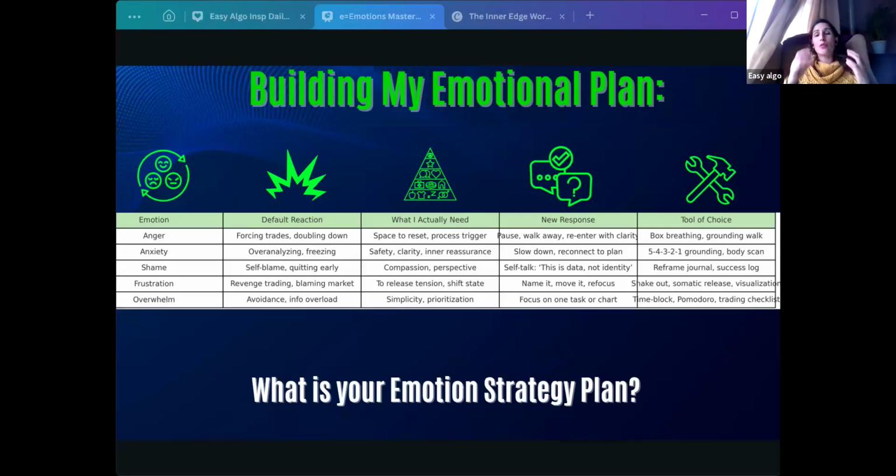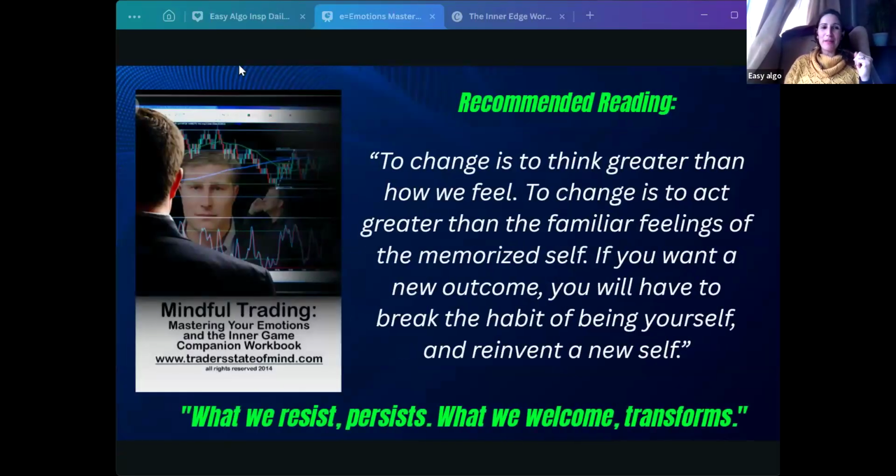But really think about when that emotional thing comes up, when the sensation arises in my body, what do I actually need? How did I used to respond? Okay. What can I do instead? What tool can I actually use? Okay. The same way we have our trading plan, I want you guys to understand that you also have an emotional trading plan. Yes?